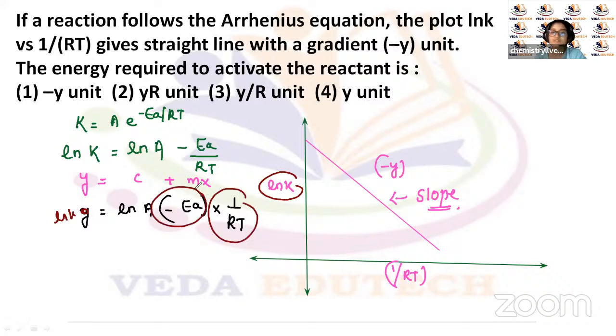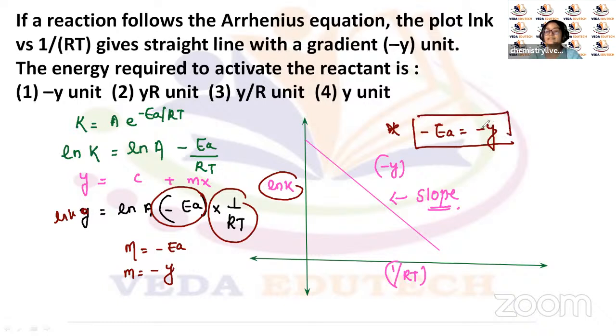So this is your slope, children. Your m is equal to minus EA, and here your m is equal to minus Y. So can I say that from both of these I can deduce that minus EA equals minus Y? So what is going to be the activation energy? The energy required to activate the reactant. So the value obviously is going to be equal to Y, right? So your EA will be equal to Y.